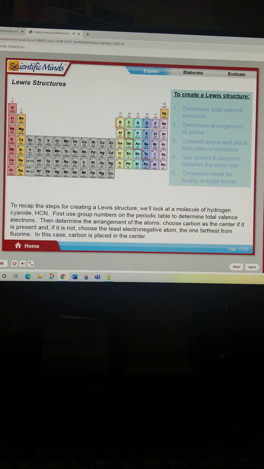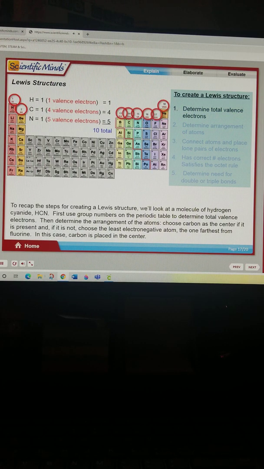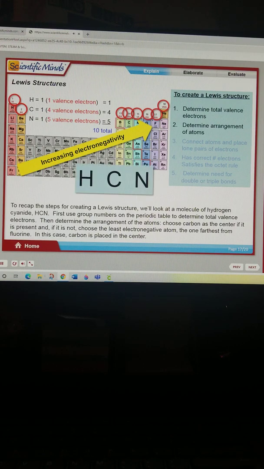To recap the steps for creating a Lewis structure, we'll look at a molecule of hydrogen cyanide, HCN. First, use group numbers on the periodic table to determine total valence electrons. Then determine the arrangement of the atoms. Choose carbon as the center if it is present, and, if it is not, choose the least electronegative atom, the one farthest from fluorine. In this case, carbon is placed in the center.